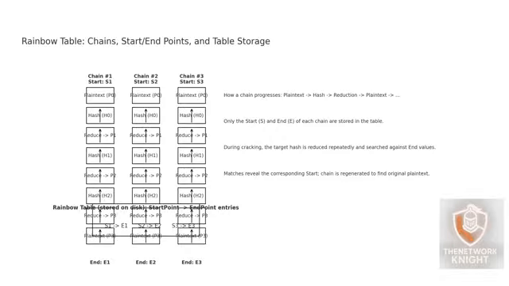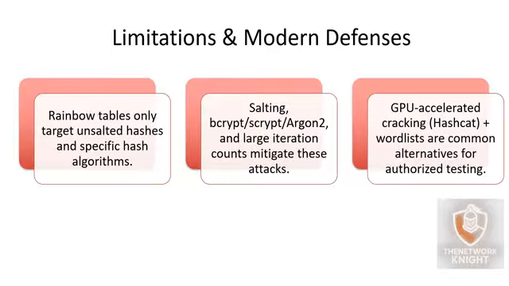So only the start and the end are stored in the table. During the cracking, the target hash is reduced repeatedly and searched against end values. Matches reveal the corresponding start. Chain is regenerated to find the original plain text. So it just keeps running through this process until it gets to the end. That's why it's so CPU intensive.